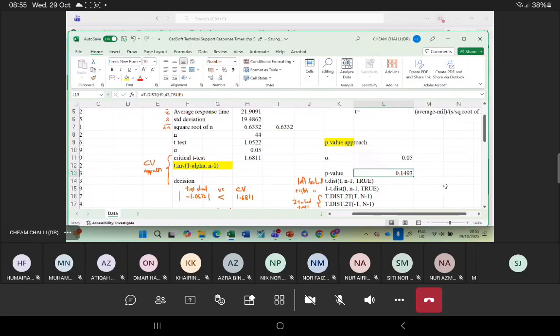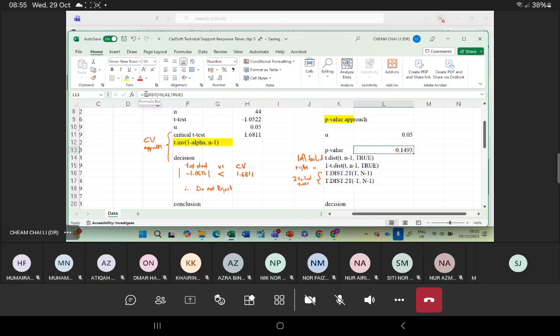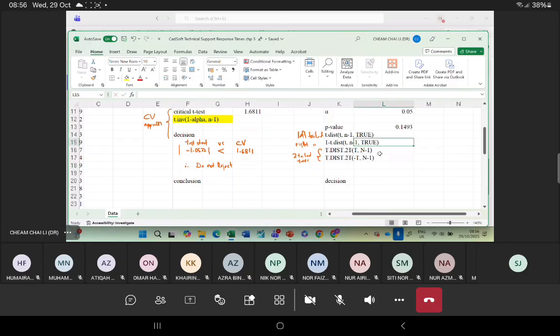You dapat 0.1493. So this is the function. I have one tail to the left kan, so saya akan guna function yang pertama to get p-value. Boleh ke kelas? Boleh, madam. Okay, good. And then, yeah, so we have p-value and alpha. We can make our decision, right?